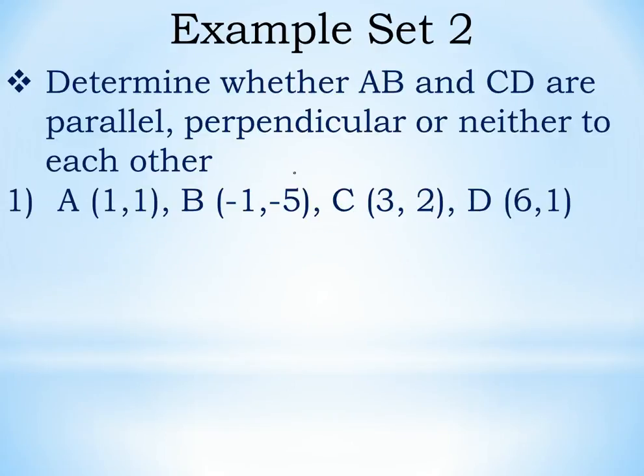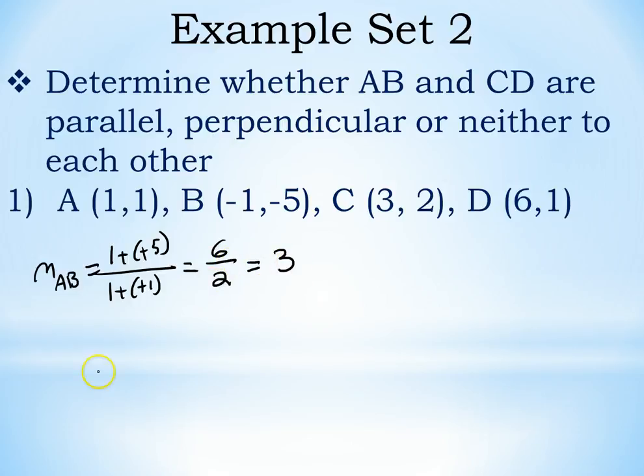So we want to determine whether AB and CD are either parallel to each other, perpendicular to each other, or neither. So if we take a look at AB, the slope of AB, we would do 1 minus a -5 over 1 minus -1. Those become pluses. 6 up top, 2 on the bottom, slope is 3. Slope of CD. So our y's up top, we would do 2 minus 1, bottom 3 minus 6. We get 1 over -3, which is a -1/3.